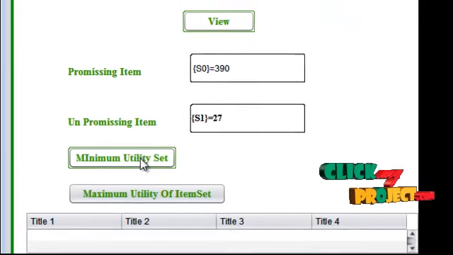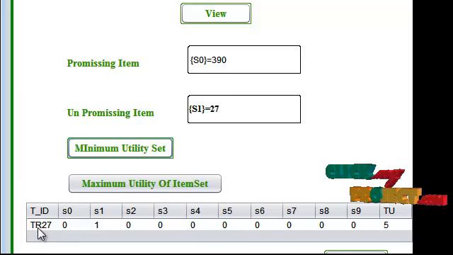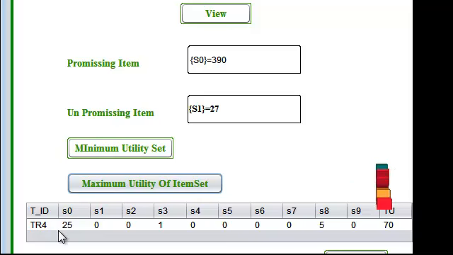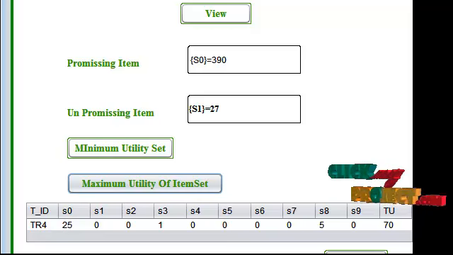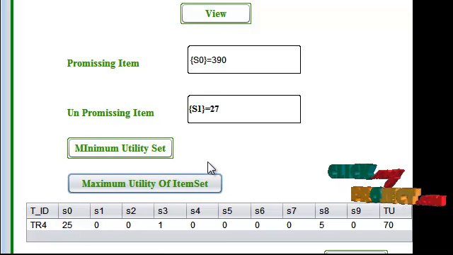So the minimum utility item set from the transactions is transaction 27. The maximum utility is transaction 4. So we have to find the utility items from the transactions using this way. Thank you.